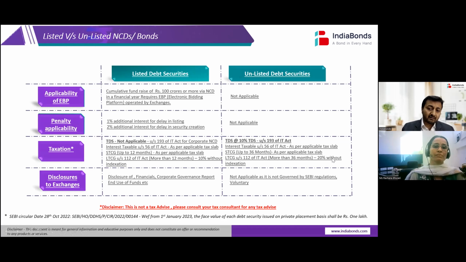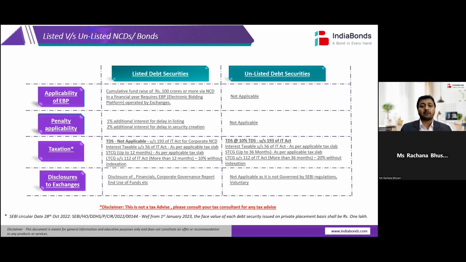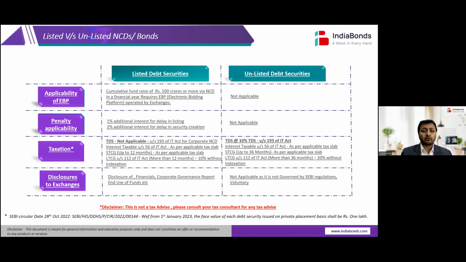There is something, which is one of its kind in the world, which exchanges and SEBI have come up with, which is called the electronic bidding platform. This is not there anywhere in the world. If any issuer or any corporate अगर पैसा रेस करना चाहता है तो इलेक्ट्रॉनिक बिडिंग प्लेटफॉर्म के थ्रू वो ये बॉन्ड को पहले डिस्क्लोज करता है एक्सचेंज के ऊपर. मतलब एनएससी का ईबीपी प्लेटफॉर्म कहलाया जाता है. ईबीपी प्लेटफॉर्म पे आते हैं.